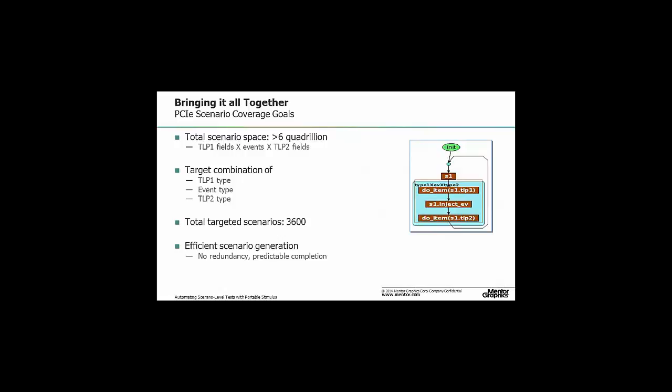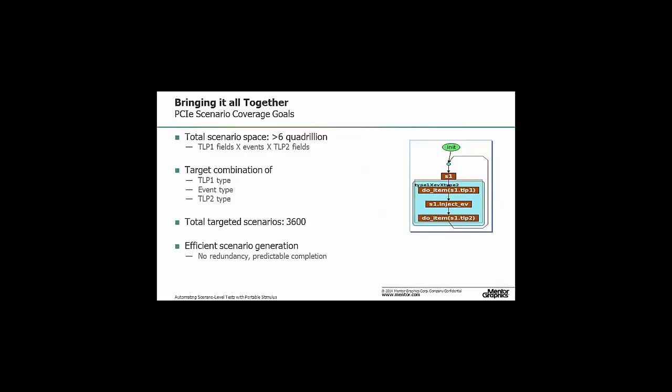So what we can do is we're really only interested in the TLP type crossed with the other TLP type for TLP2 crossed with the event. What the actual data and addresses are doesn't matter. It's just a type. Is it a read or a write and so on. So we have done all types of TLPs.